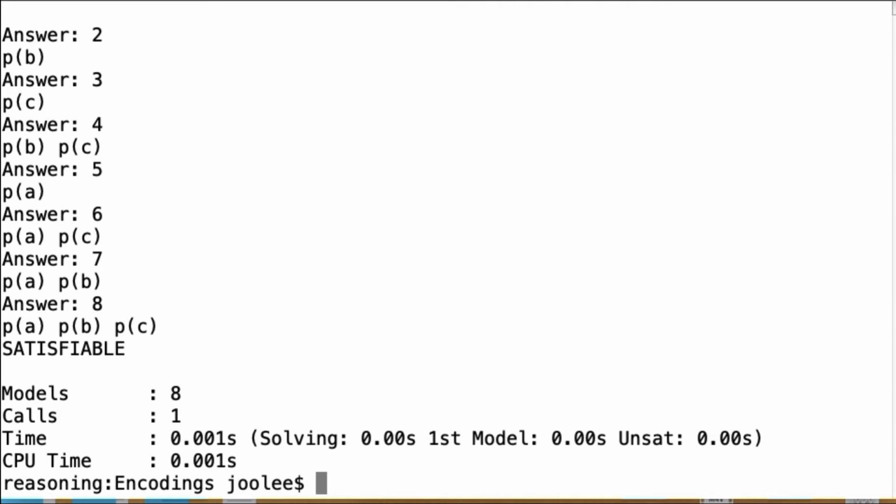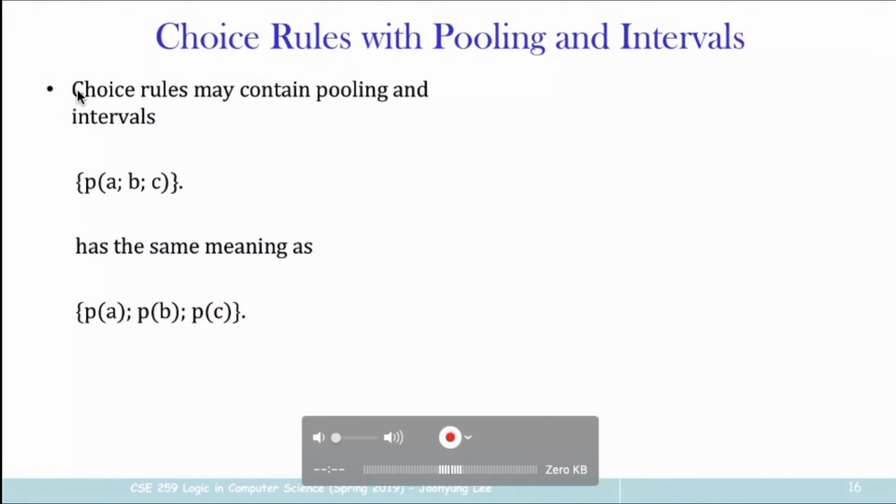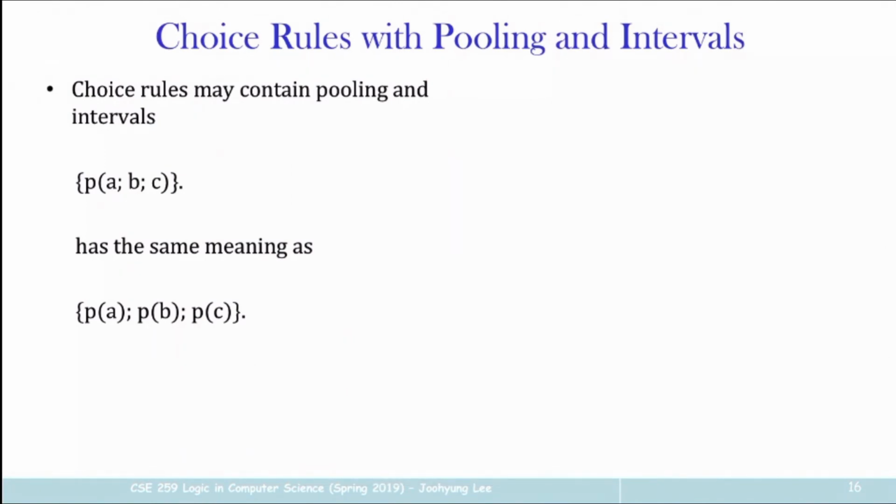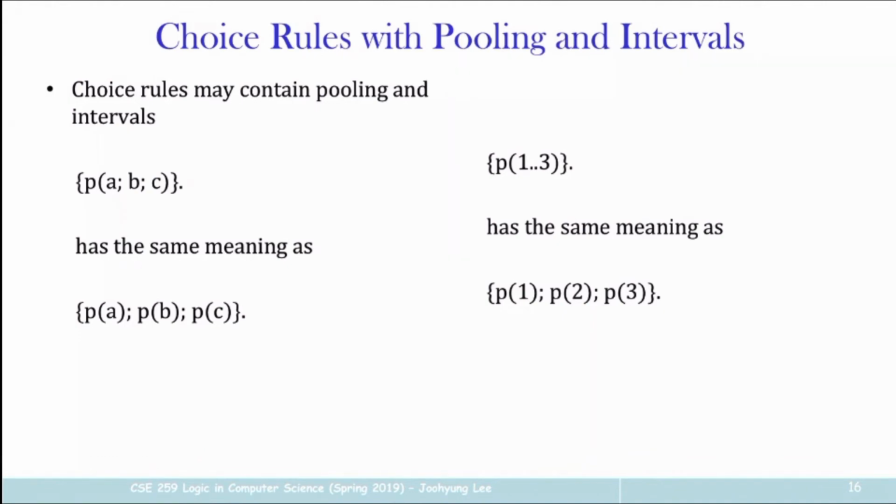So there are 8 subsets of this. If you have 3 atoms here, then you have 8 choices: the empty set, singleton sets, 2 element sets, or the 3 element set. If you count everything, there will be 8. Same here. So P1..3 has the same meaning. This is an interval, and it has the same meaning as 3 elements here, and it will also have 8 stable models. Now, when you call Clingo, if you have noticed, I typed a 0 at the end of the command line to ask Clingo to return all stable models.